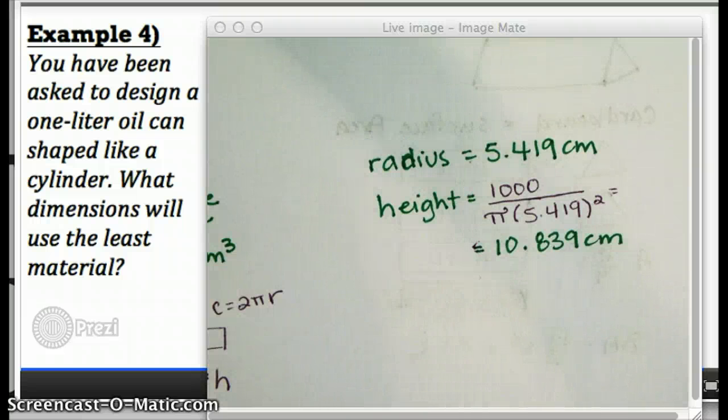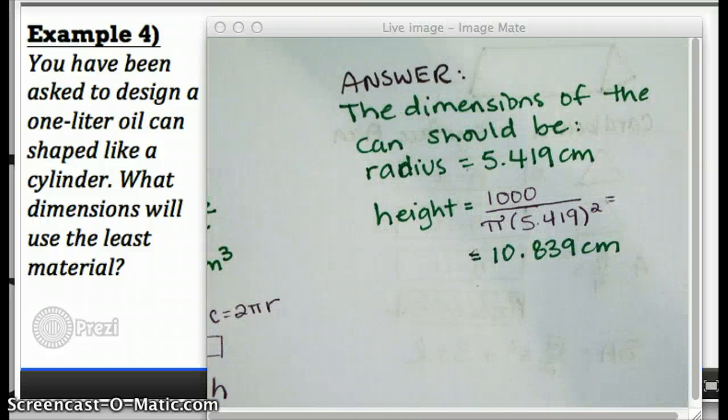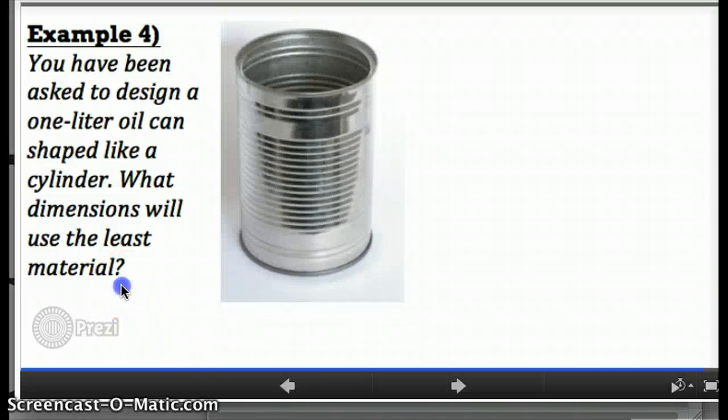You could make it a sentence by saying something like, the dimensions of the can should be, and then just tell the dimensions. Awesome. That is it for this video.